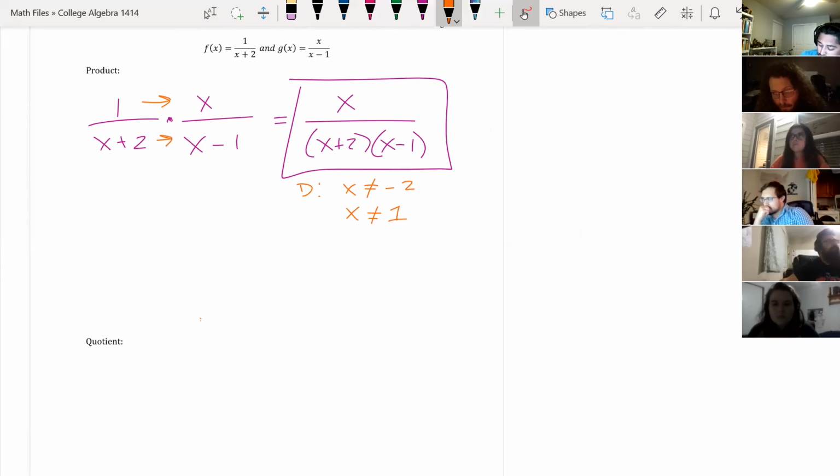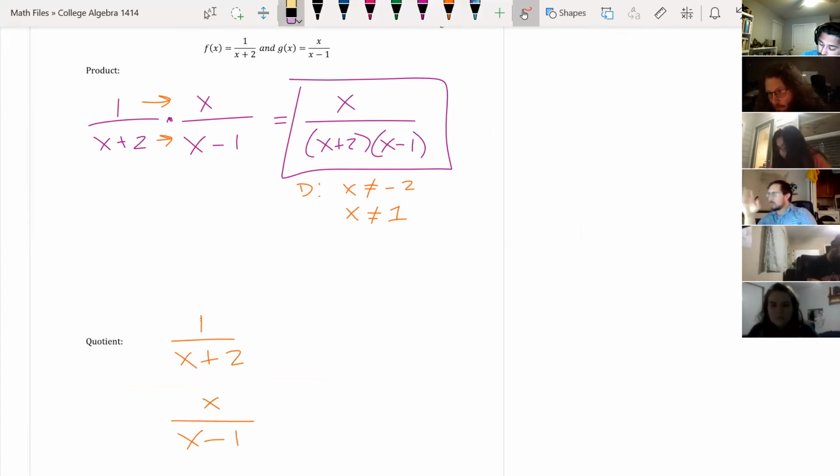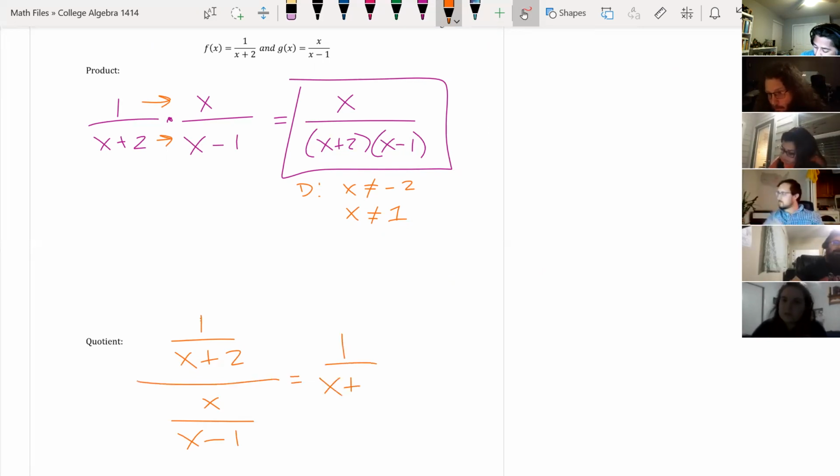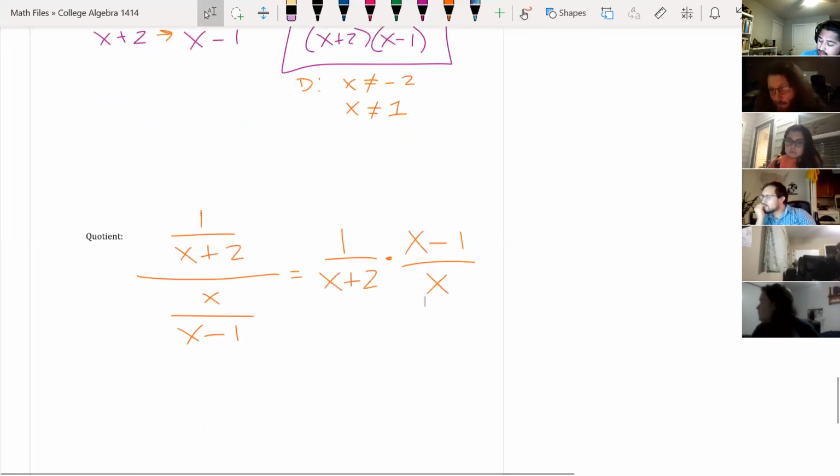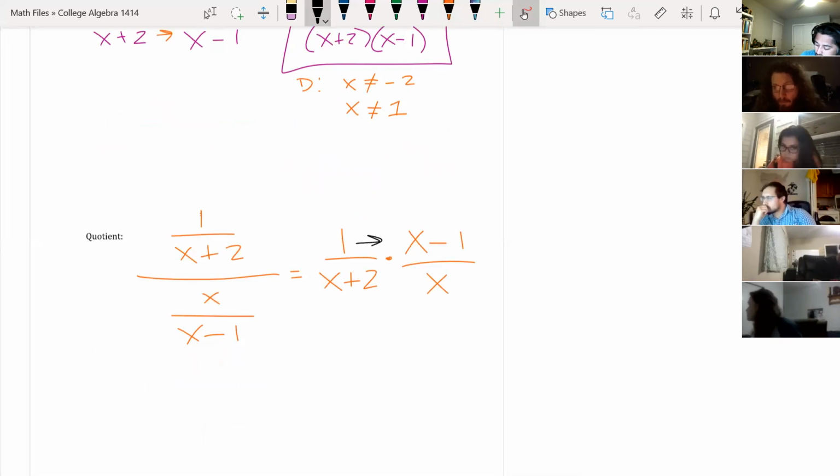So now we do the quotient. We take 1 over x plus 2 and divide by x over x minus 1. And we know with a fraction over a fraction, we will multiply by the inverse, right? So flip it. The reciprocal. Reciprocal, x minus 1 over x. And then we multiply straight across. And we get x minus 1 over x times x plus 2.